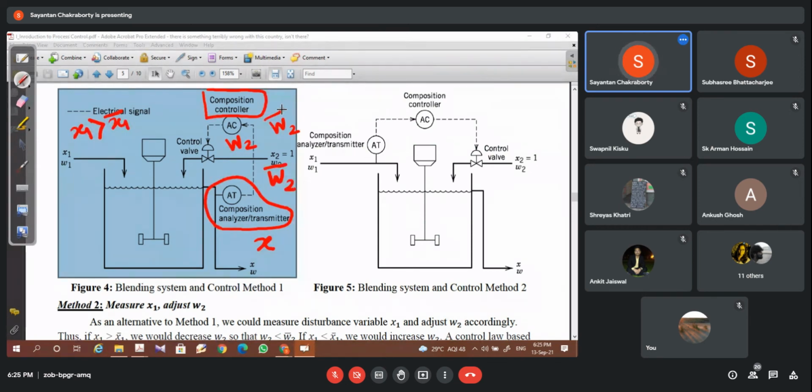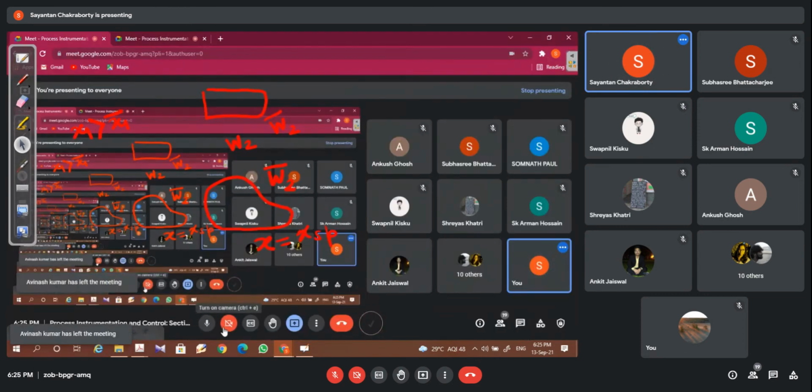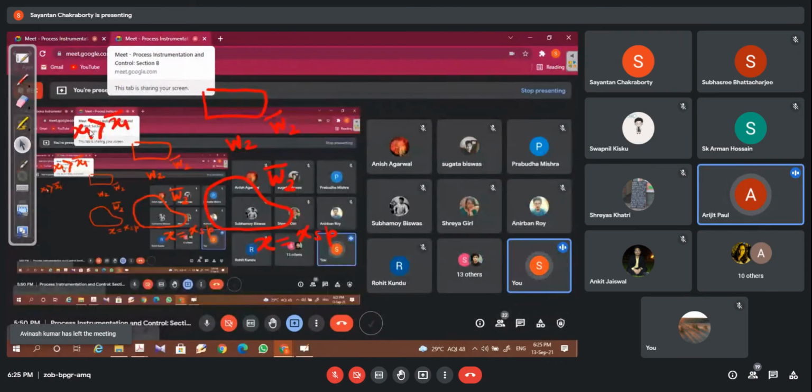W2 bar yields X equal to XSP, because our objective is to make X equal to XSP. Right? W2 bar makes this X equal to XSP for x1 bar. Since x1 is now greater than this, then what will be the condition between W2 and W2 bar? Anybody? So greater than W2 bar.